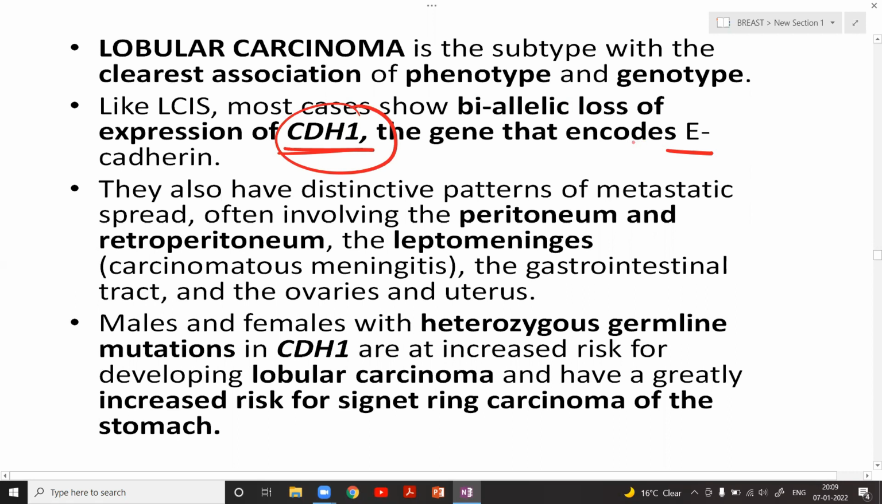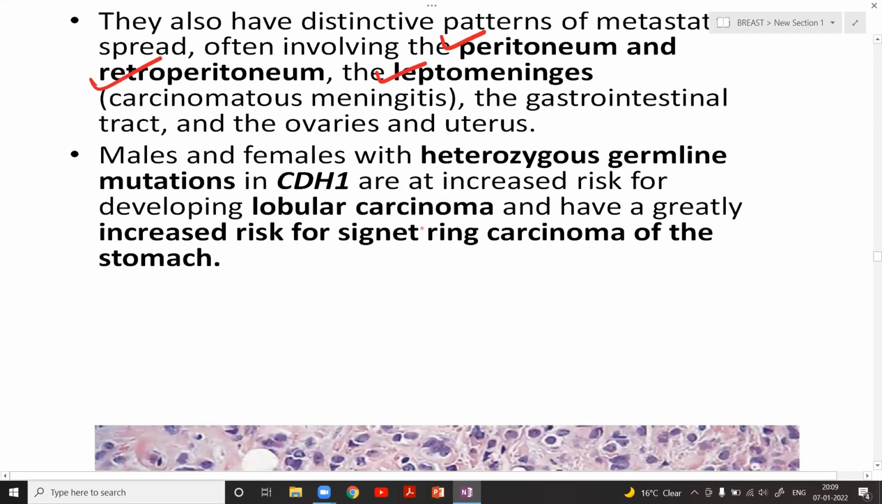Okay. One important thing is that they have a very distinctive metastatic spread involving the peritoneum and retroperitoneum, along with the leptomeninges. Okay, this is how they present. And one important thing that I would like to draw a correlation with: what are the other tumors where you have loss or mutation involving the CDH1 gene, that is, loss of E-cadherin expression?